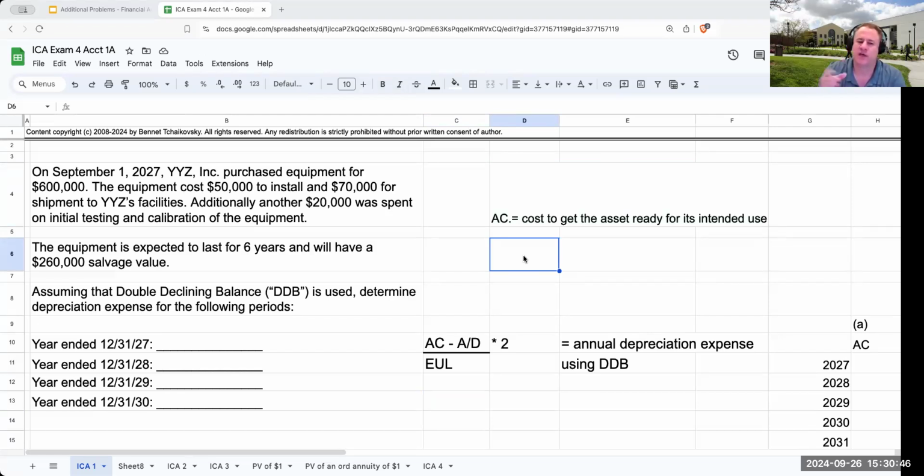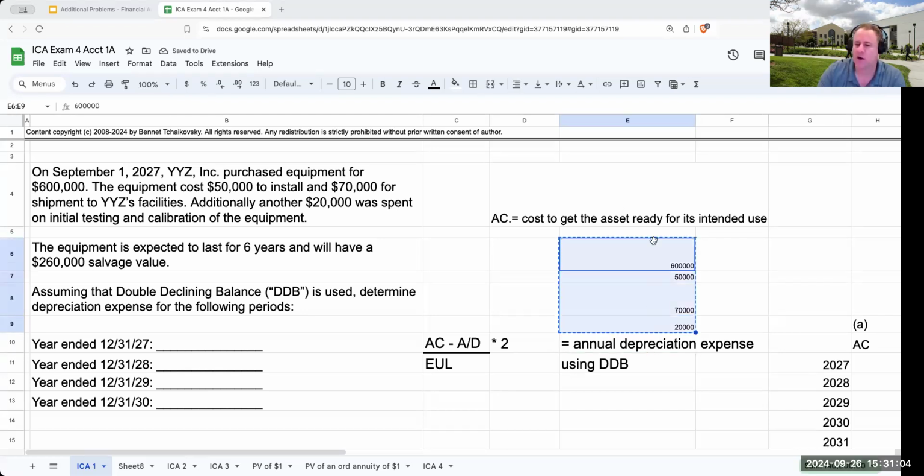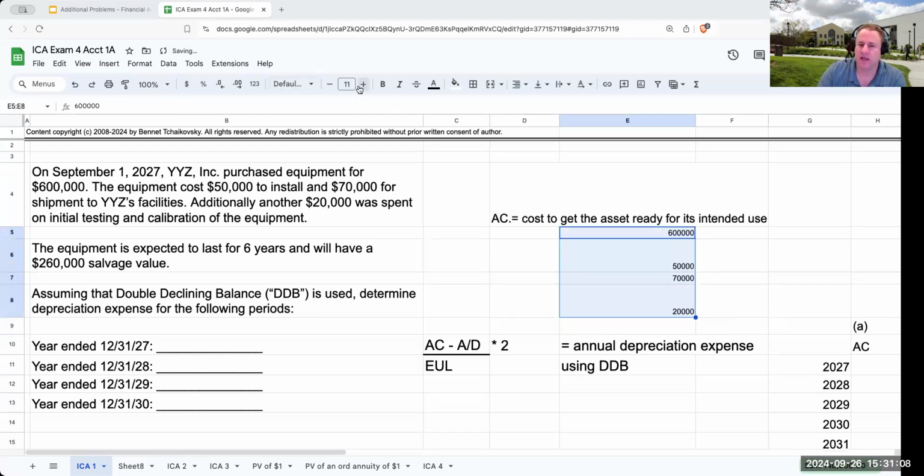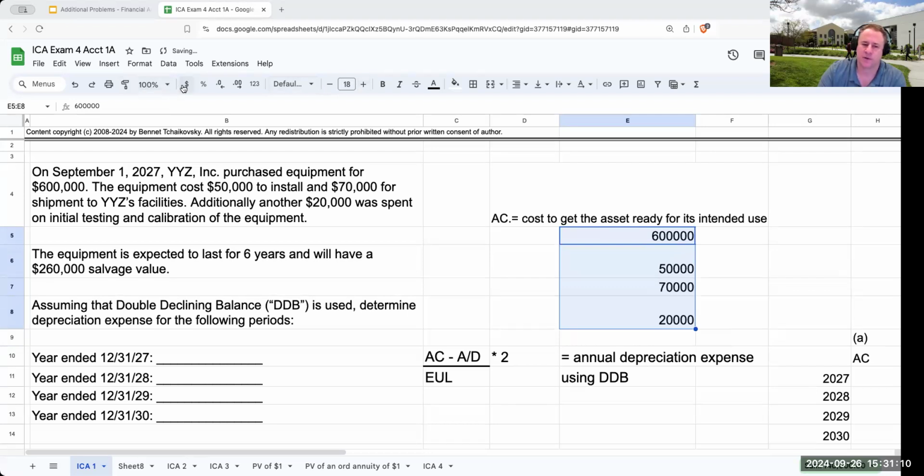So when you see we purchased equipment, 600 grand, sure, that's part of the acquisition cost. 50,000 to install, yes. 70,000 for shipment, correct. And then 20,000 for calibration. All of these costs here are what we would consider to be acquisition costs.